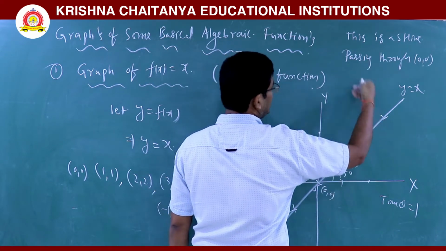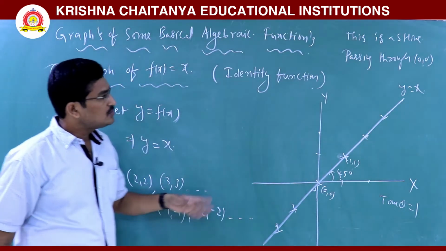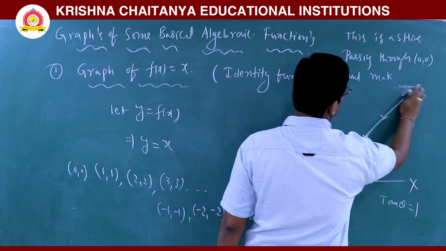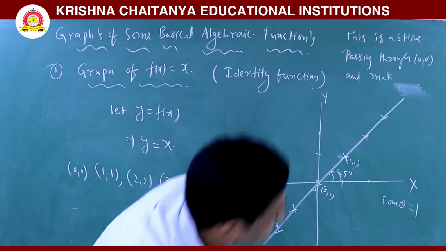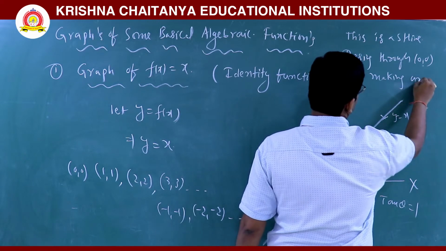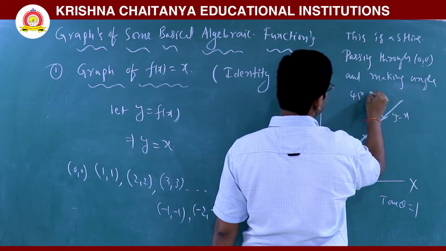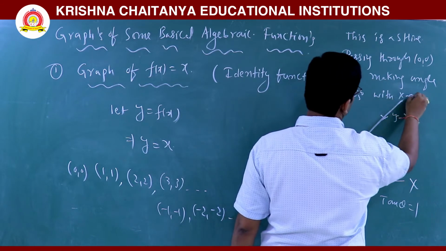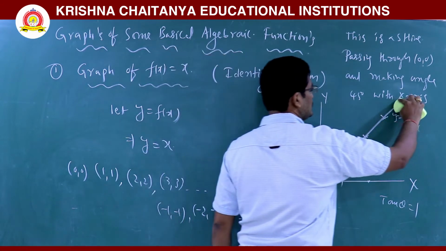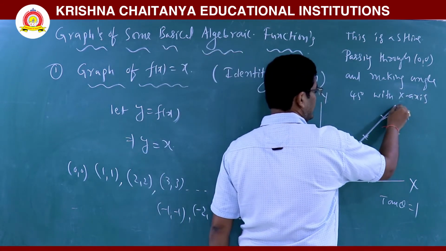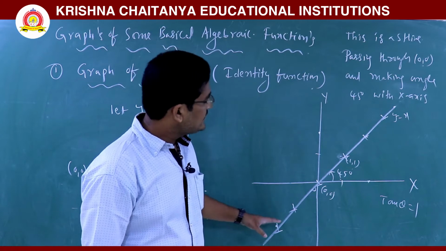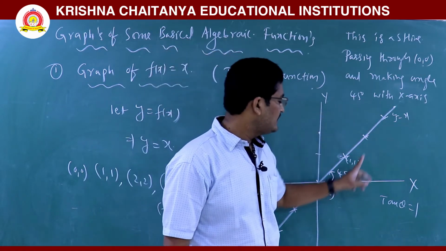So this is a straight line. y equal to x is a straight line passing through the origin and making an angle of 45 degrees with the x-axis. Just observe this one. This is the straight line y equals x. We have to extend this line more. It is passing through the origin and making an angle of 45 degrees with the x-axis.